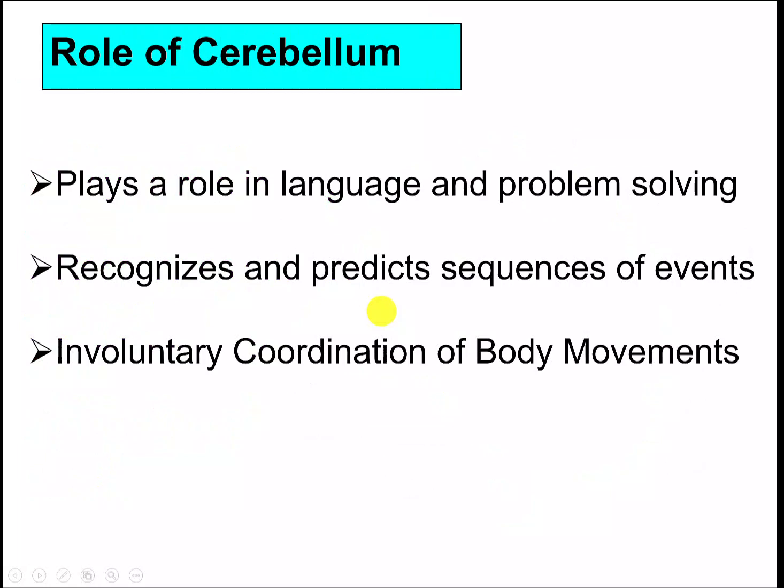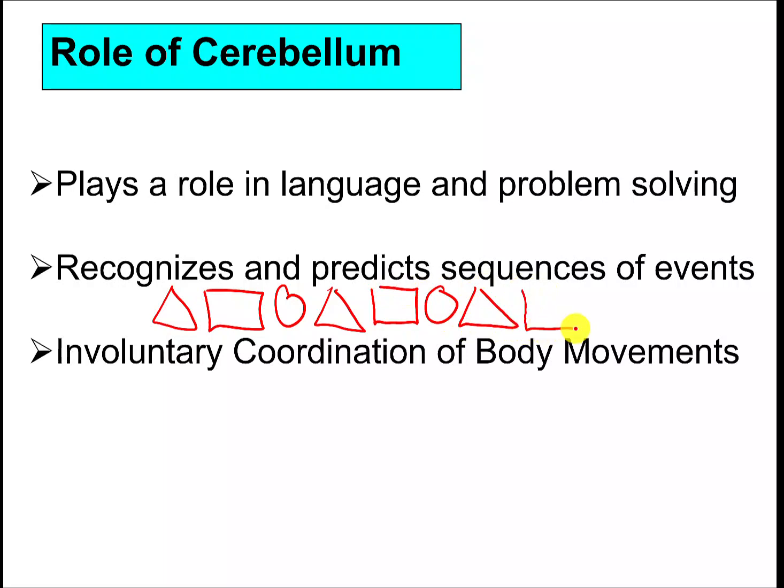So the cerebellum has several roles. One of the roles is it plays a part in language and problem solving. It also recognizes and predicts sequences of events. So for example, this is a test that I remember from kindergarten. One of the questions was circle the sequence, or circle where there's a pattern. And so what you have to do is do that. So that's an example of predicting a sequence of events, and I'm sure you can think of other examples in your life.